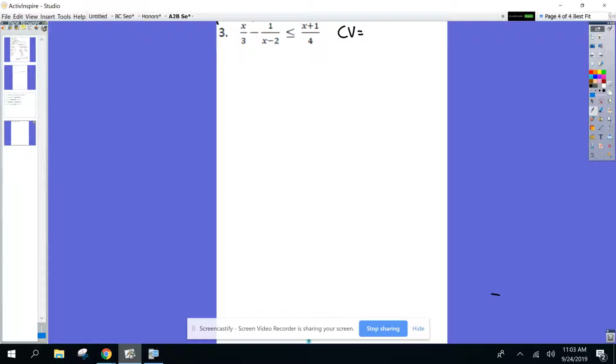Okay, CV for critical value. First thing you've got to find: what makes the fractions undefined? There's only one fraction I need to worry about, and that's this one right here. What makes it undefined? 2. So one critical value is 2.